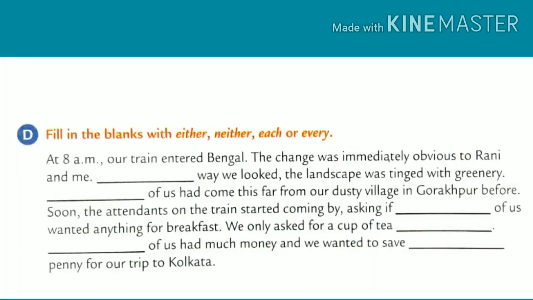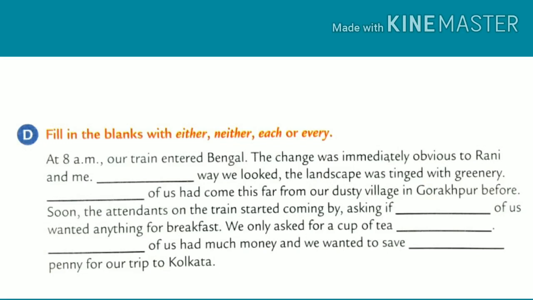Fill in the blanks with either, neither, each or every. At 8 a.m., our train entered Bengal. The change was immediately obvious to Rani and me. Dash way we looked, the landscape was tinged with greenery. The answer is every. Every way we looked, the landscape was tinged with greenery. Every way we looked means they looked in many ways and combined them into one. So they used the word every.